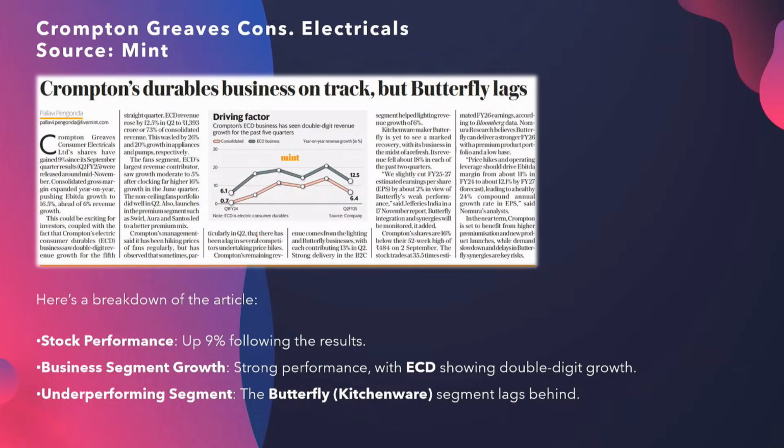Now, as an investor, when you read this article and see that Crompton's consumer durable business is on track, you might go about buying the stock. But here you have to take a step back and dive deeper into understanding this news article. One more thing highlighted by the company is that they're focusing on premiumization through higher pricing. Now, this might increase the revenue of the company. The top line will go up.